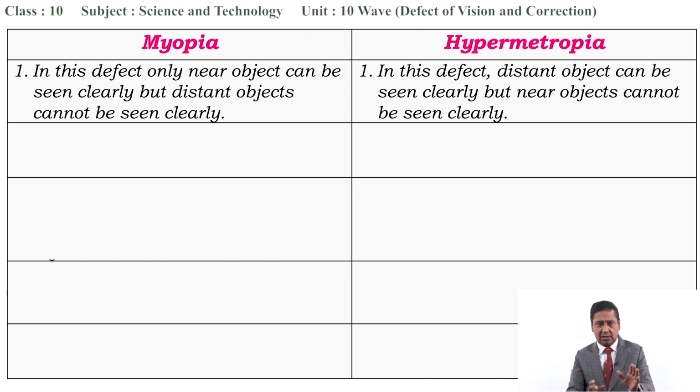But we have to be clear. Myopia, the spelling is short. You can remember short. Shortly, this near object can be seen clearly. For hypermetropia, the spelling is long. That's why the distant object can be seen clearly. This way also you can remember.